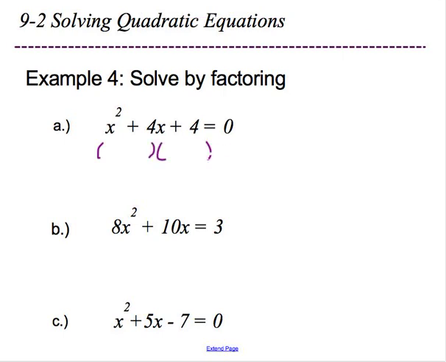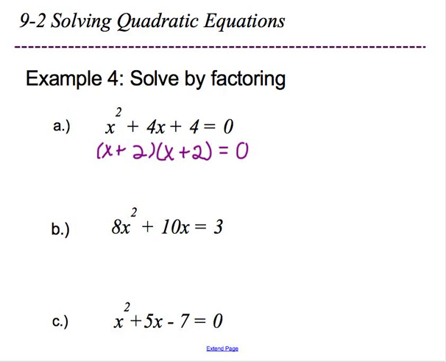Oh, there he is. So let's factor x squared plus 4x plus 4. Two things that multiply to get 4 and add to get 4 are positive 2 and positive 2. So the way that we go about solving this is, if you have two factors being multiplied and the answer is 0.